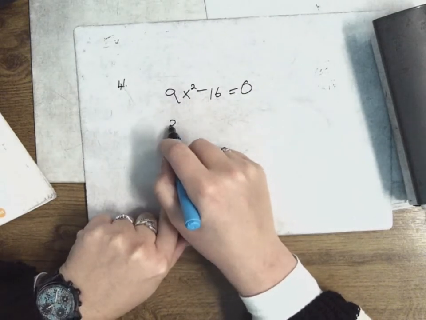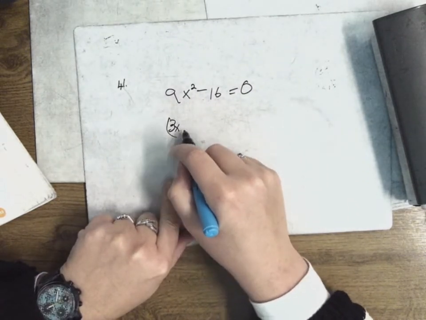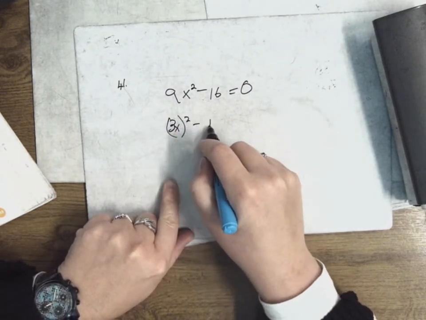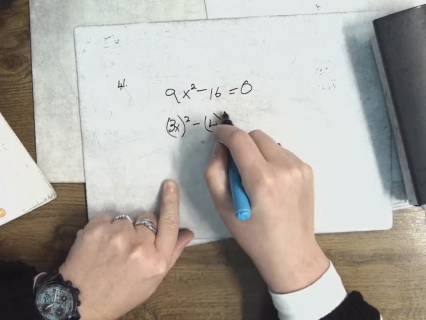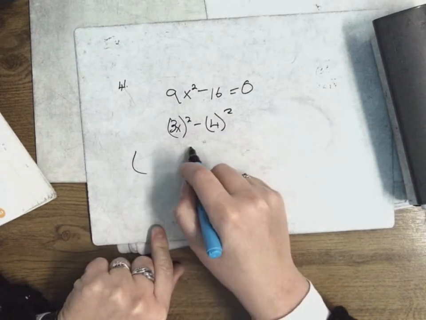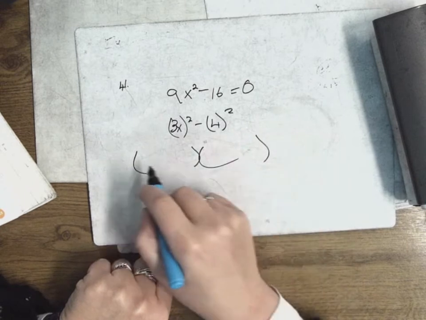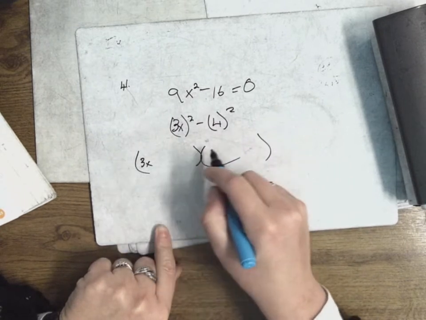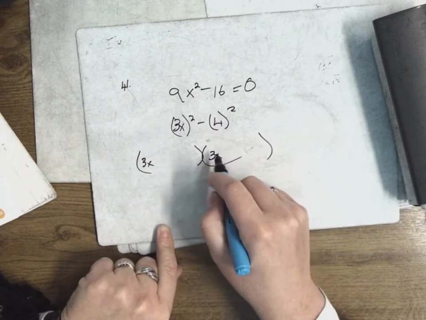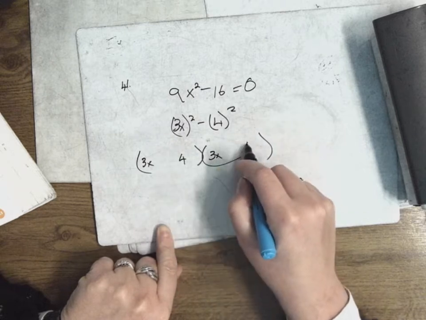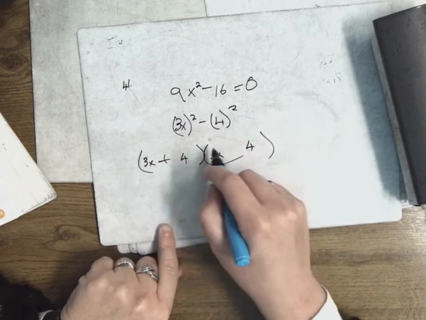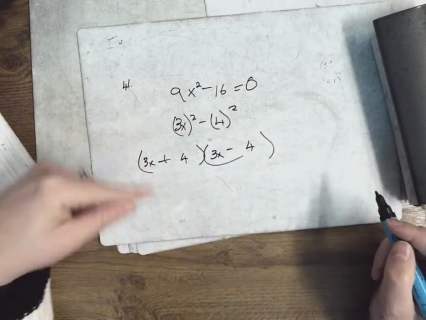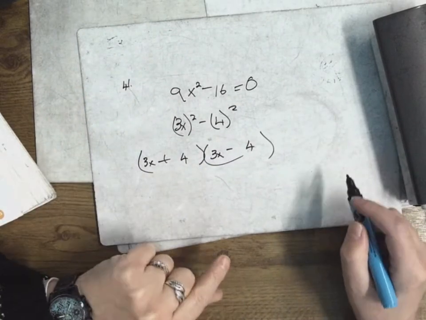Okay, so this is the difference of two squares. So 3x all squared, take away 4 all squared. Okay, so that would be 3x and 3x, 4 and 4, and a plus and a minus. Or you can put a minus and a plus. The order of the signs, it doesn't matter, okay?